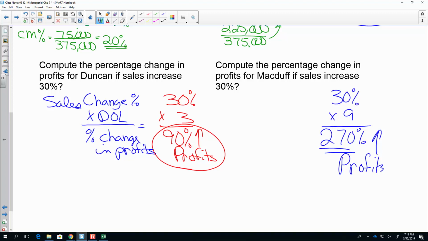That's the beauty of a mechanized company. I'm extracting profits quicker, right? With fewer variable costs using machinery to do it. But it's a double-edged sword. If I'm going up 30%, I'm going up in profits 270. But if I go down in sales by 30%, guess what my profit does? It goes down 270%. And hence, that's why they are more risky. That's cool.